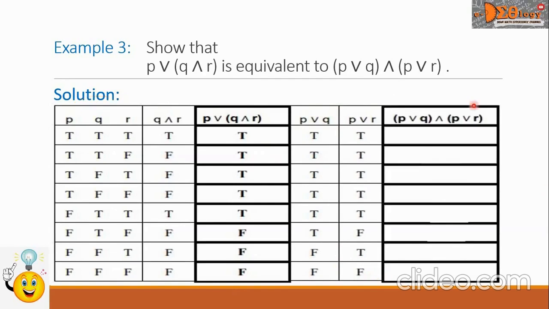And then let us have this P or Q and the compound proposition P or R. So we will connect these two columns with the operation AND. And the values now are here. Let us compare this column with this column. We can see that the truth values are the same correspondingly.